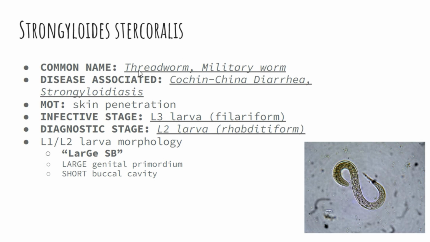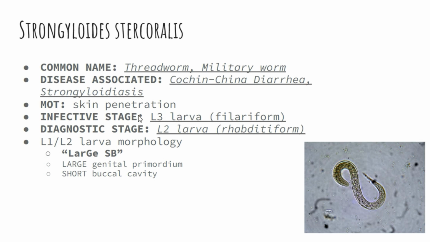And then, disease association for Strongyloides stercoralis, we have your Cochin-China diarrhea and strongyloidiasis. For the mode of transmission, same with hookworm, parehas po sila na skin penetration din po ang Strongyloides. And then, infective stage, yung stage nga po na magkakos ng disease, that's L3 larva or the filariform larva.